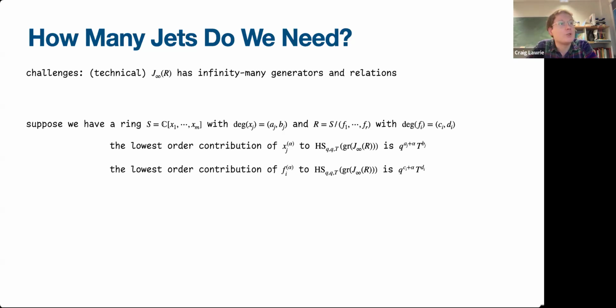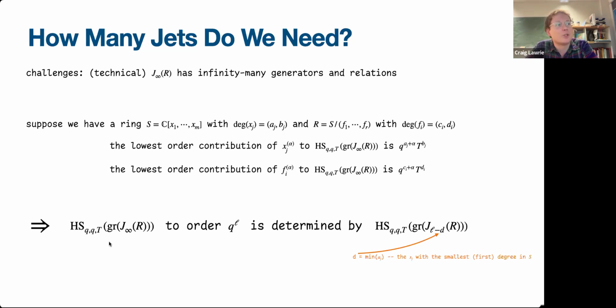So if I want to compute this Hilbert series up to a certain order, say q to the L, then I can see that it is identical to the Hilbert series up to the same order of the (L minus d)th jet scheme, where d is the x_j with the smallest first degree. So the smallest such a_j in this kind of equation. Above q to the L, they will start to diverge. But up to that point, they are the same.